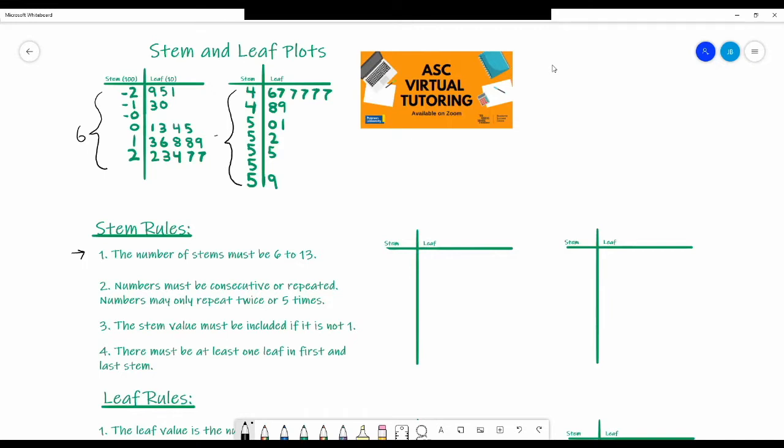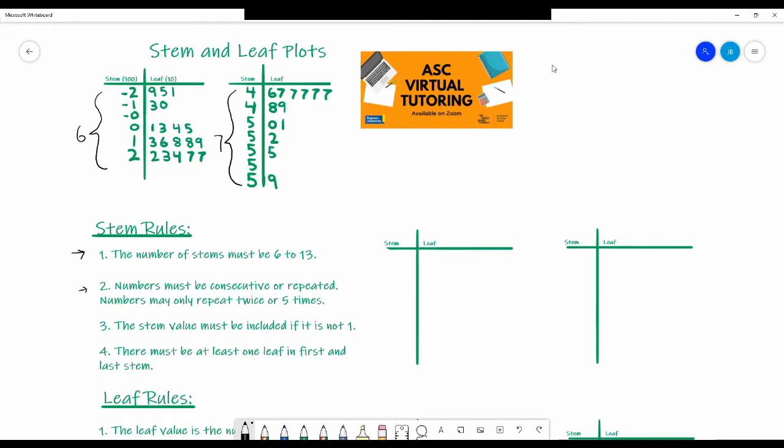Our next rule is that the numbers must be consecutive or repeated. And if they are repeated, they may only repeat twice or 5 times. Looking back at our examples here, the one on the left is consecutive. It goes up by 1 each time: -2, -1, -0, which is weird, but it is a thing, 0, 1, and 2. And the example on the right is repeating 5 times. We only see 2 4s, but that's because of stem rule number 4 that we will get to in a minute.